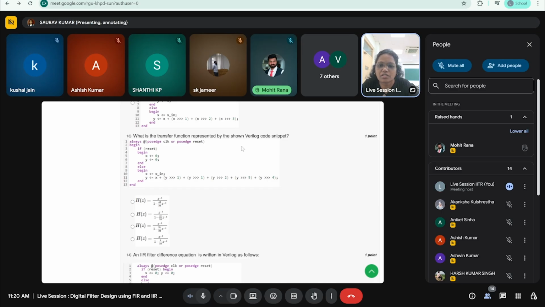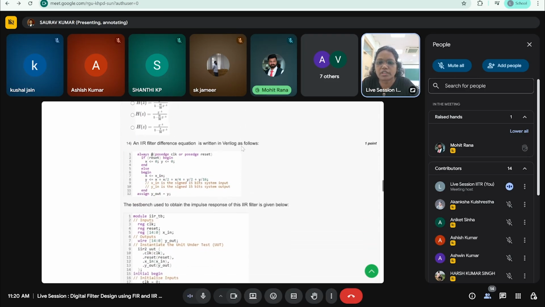This is obviously an IIR filter in which the coefficients are given as 43 by 32, 41 by 32, 31 by 32, and 5 by 32 in question number 13. But you need to see the y equal to x plus right shifting 1, right shifting again, and right shifting 2, right shift 5, and right shift 4. If you add up together, which coefficient is this representing here? Okay, so that's the question about 13.